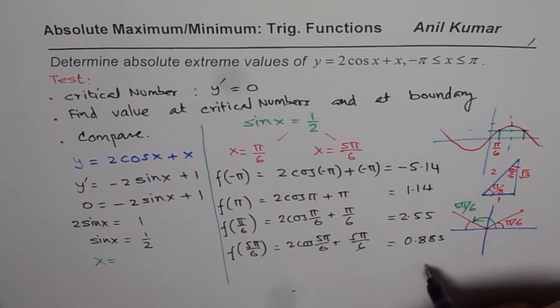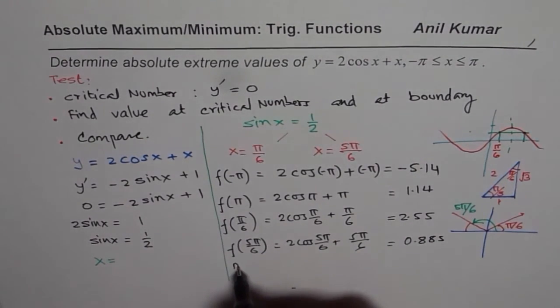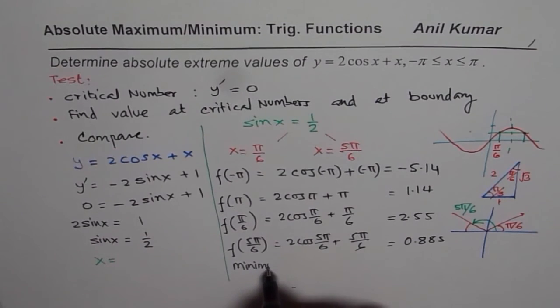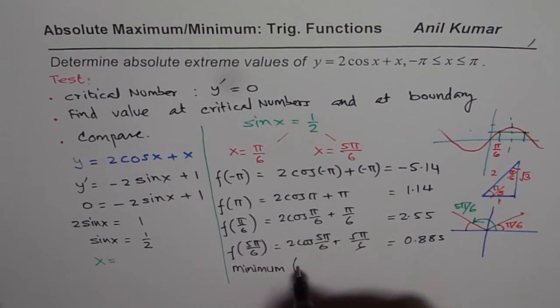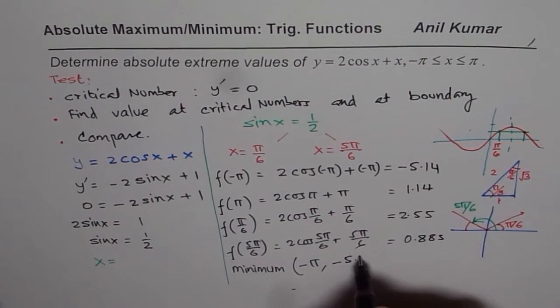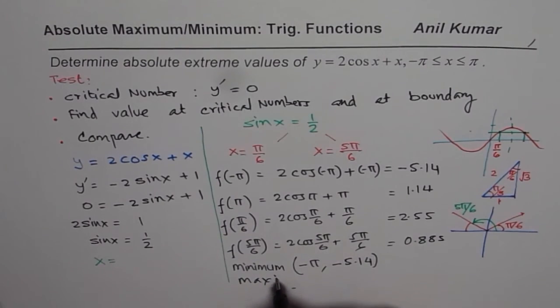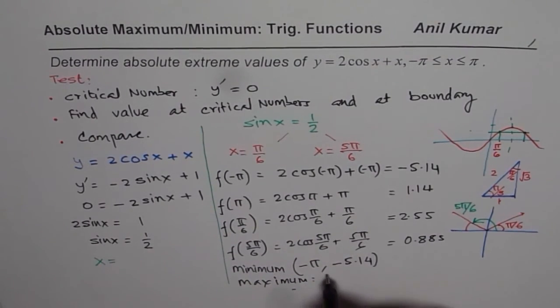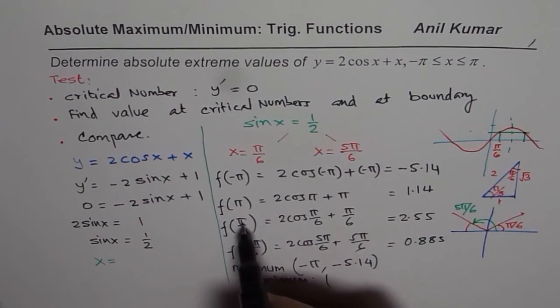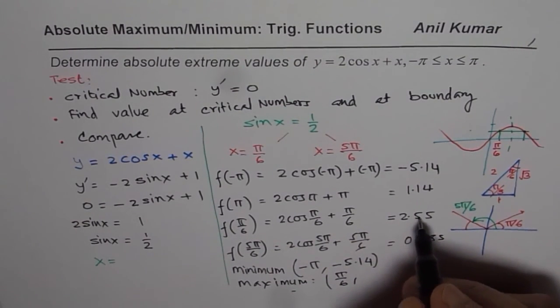When you compare these values, you know the minimum is at minus pi. So we get the minimum at minus pi, and the value of the function is minus 5.14. The maximum is at pi by 6, and the value is 2.55.